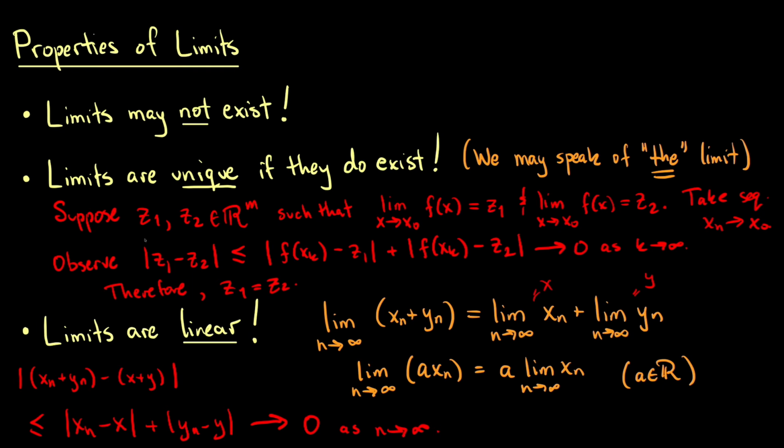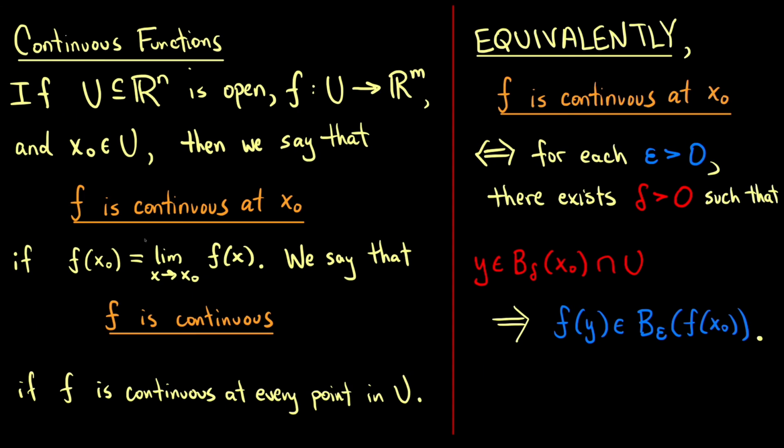Okay, so now that we know about limits, let's discuss the property of being continuous. We are given an open set U in Rn. We're given a function on U, which is valued in Rm. And we're given a point inside of the domain U called x0. And I want to define what it means for f to be continuous at x0.